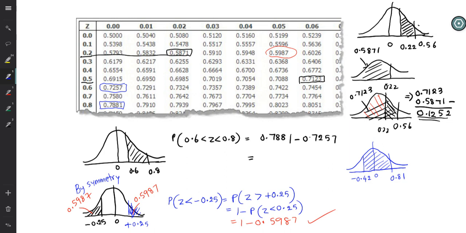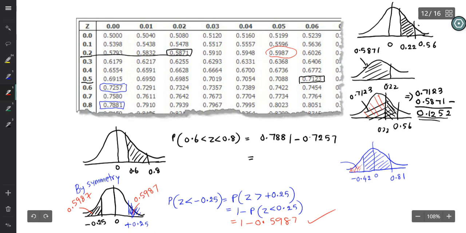Then you have to subtract this unwanted thing. This unwanted area is the area to the left of negative 0.42. How do you find this area? Now you know how to find it by symmetry. So let's first find this unwanted area.